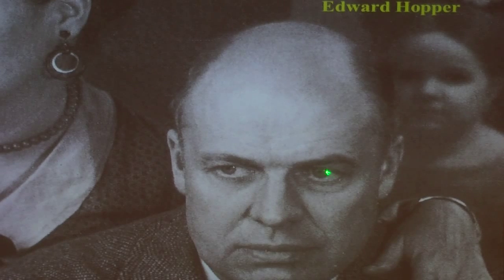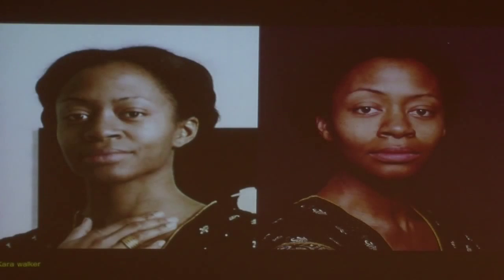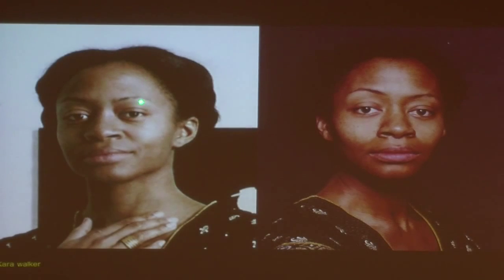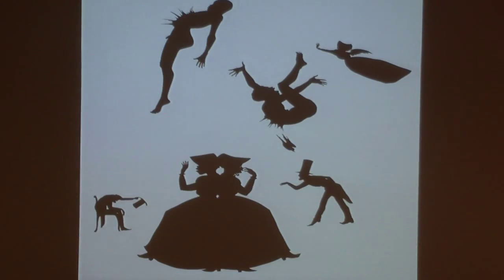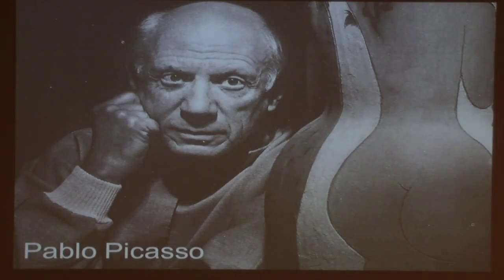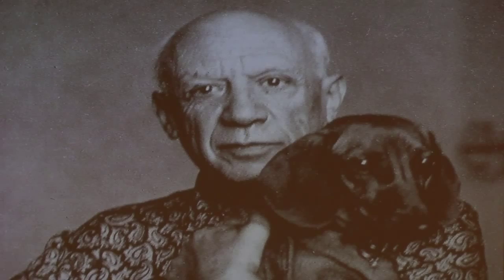Edward Hopper, the light's next to his pupil on this side and off at the edge of his iris on that side. Kara Walker, every picture I've ever seen of her, the light reflexes in two different places in her two eyes. Kara Walker works in silhouette. How flat can you get? I don't know about the dog.